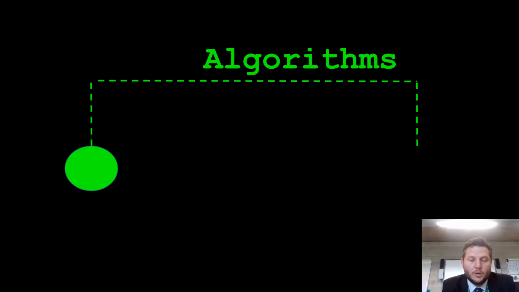Computers can only work out how to do one thing at a time. So to tell a computer what to do, we give it a list of instructions, and those instructions are called an algorithm. As an example, I want you to imagine that the green circle on your screen is a robot, and we're looking at that robot from above. We want to make this robot move from here to the end of the dotted line on the other side of the screen. So we need to give the robot, which is a computer, a list of instructions.